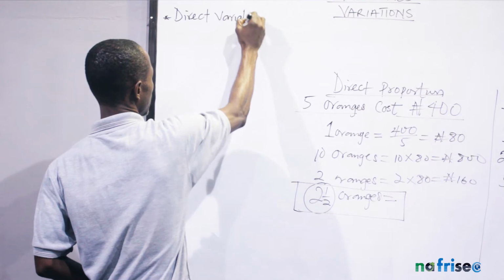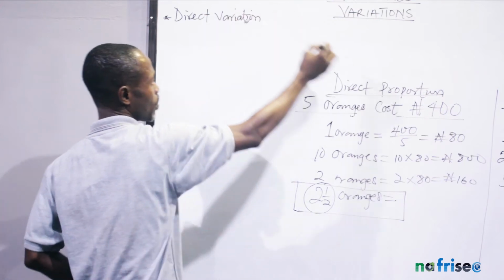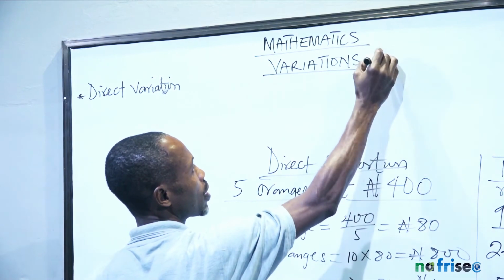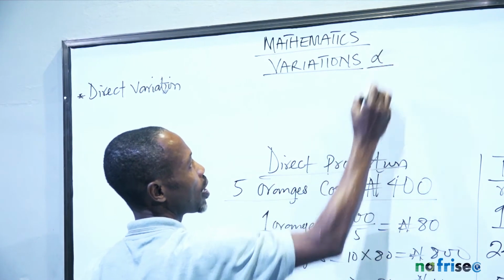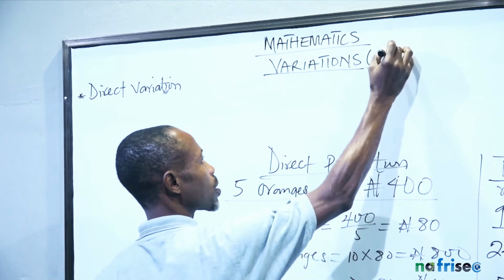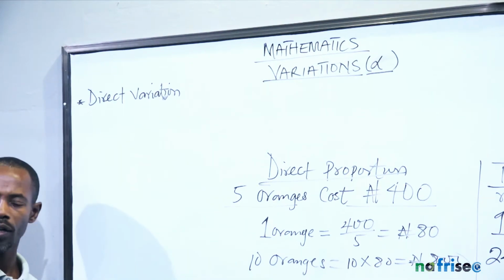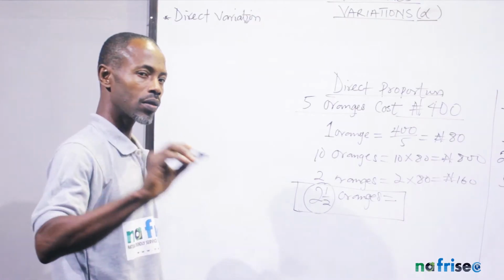And mind you, there's a symbol they use for variation in mathematics. That symbol looks like the Greek letter alpha. We use that Greek alphabet, alpha, so take note of it. When you see me use alpha, know that I'm referring to variation.